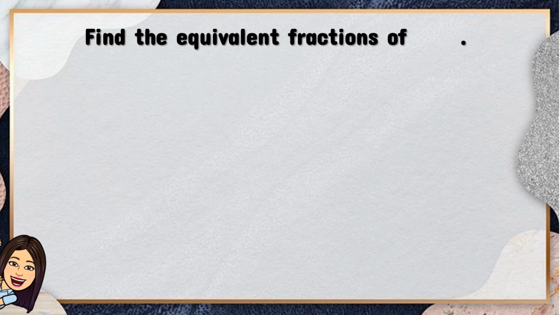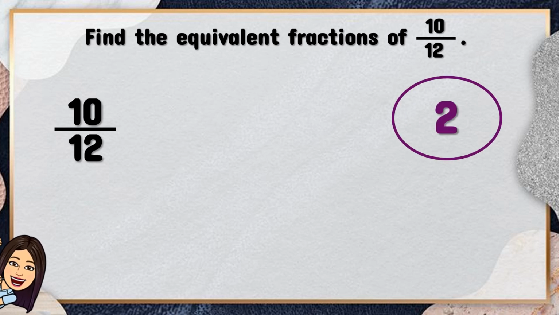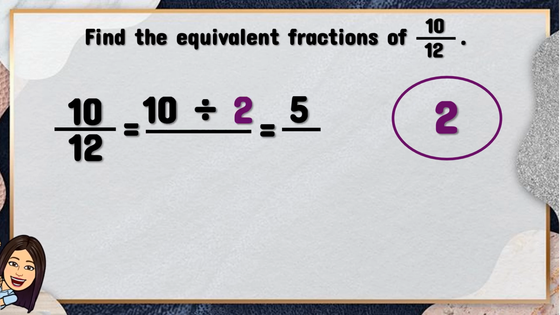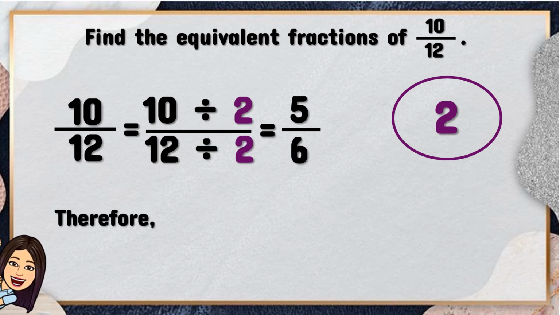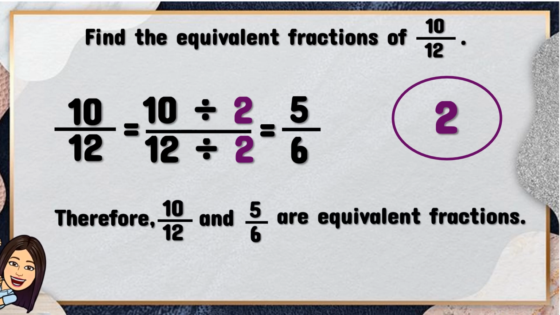Let's try another example. Find the equivalent fractions of 10 over 12. Let's divide the numerator and the denominator by 2. The numerator 10 divided by 2 is 5, over the denominator 12 divided by 2 is 6. Therefore, 10 over 12 and 5 over 6 are equivalent fractions.